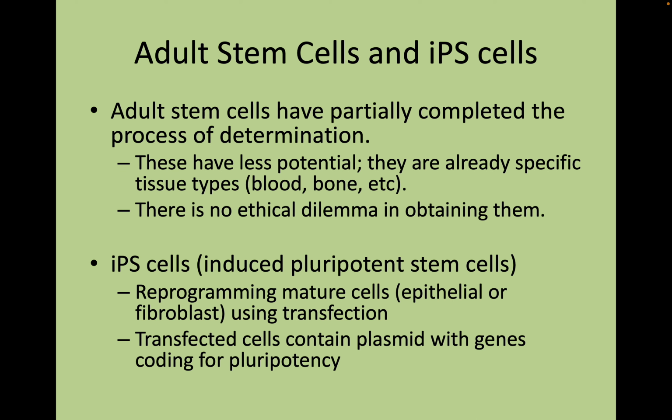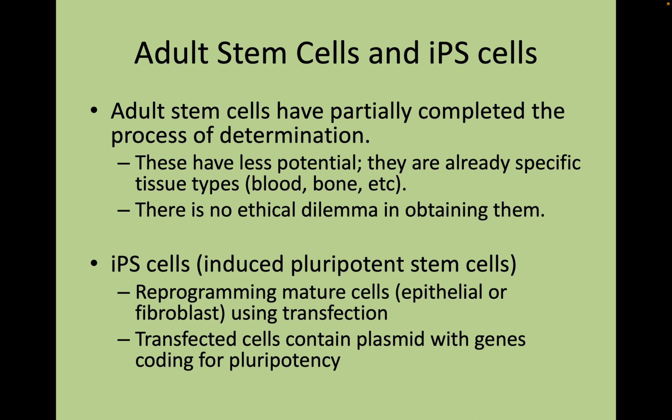Okay, adult stem cells and iPS cells. Adult stem cells have partially completed the process of determination. They have less potential, and they're already specific for tissue types like blood or bone, etc. But there's no ethical dilemma in obtaining them because you can get consent from the donors, right?